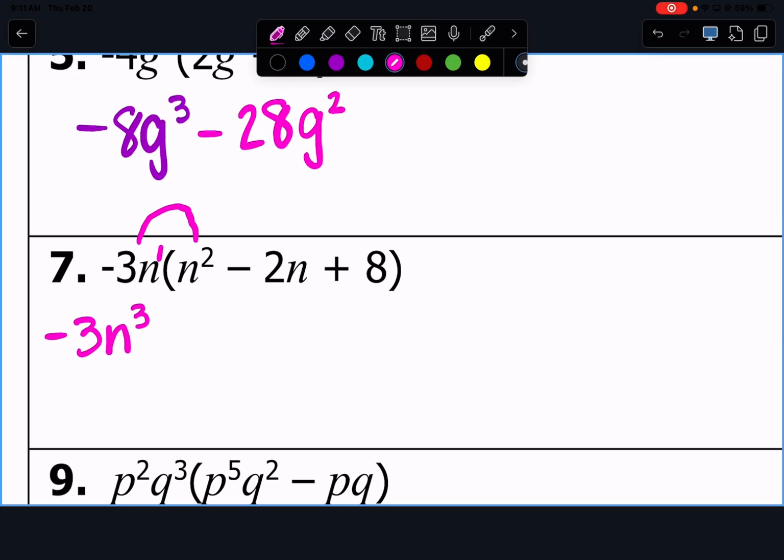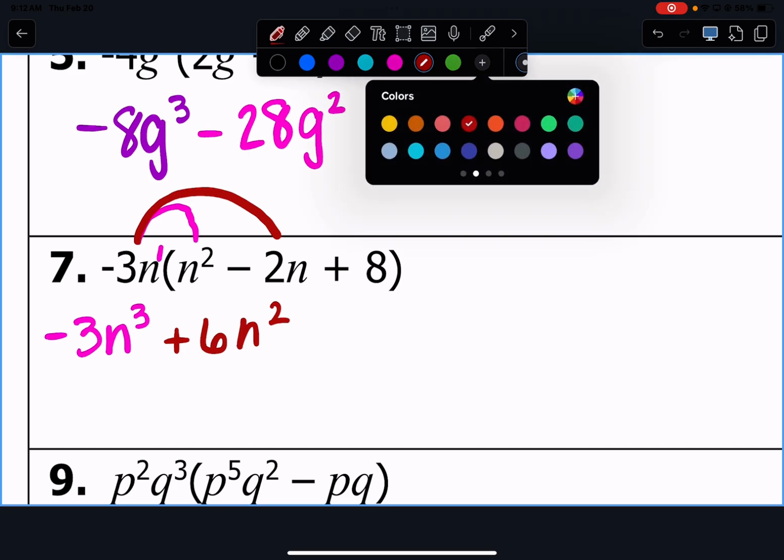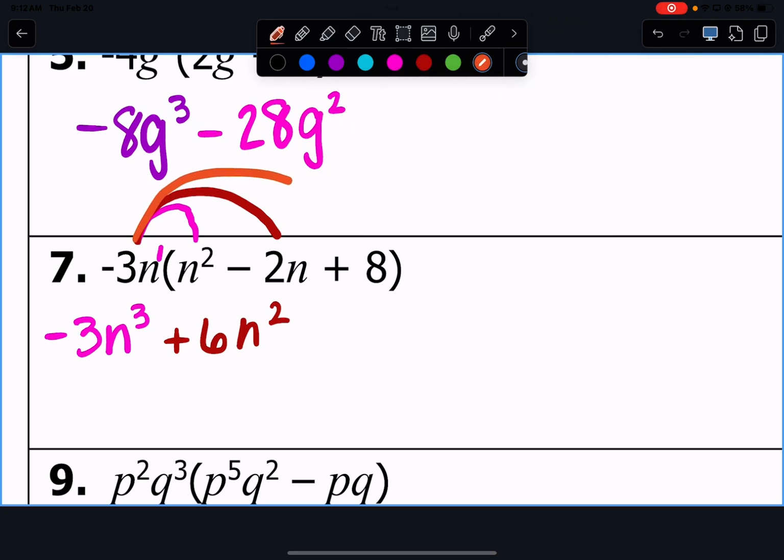All right, then for the next part, we're going to do negative 3n times negative 2n. So negative 3 times negative 2 gives us positive 6. N times n gives us n squared. Now we're going to look at negative 3n times 8. So negative 3 times 8 is what? Negative 24. Then this term here doesn't have an n, so I'm just going to bring over the other one. And that's all we got to do.